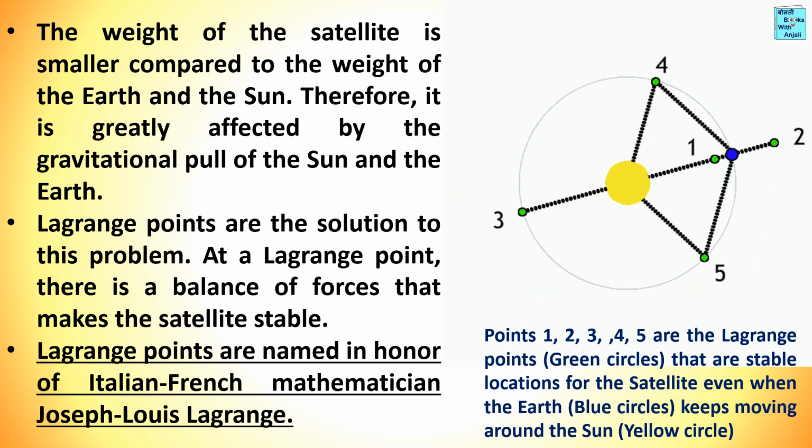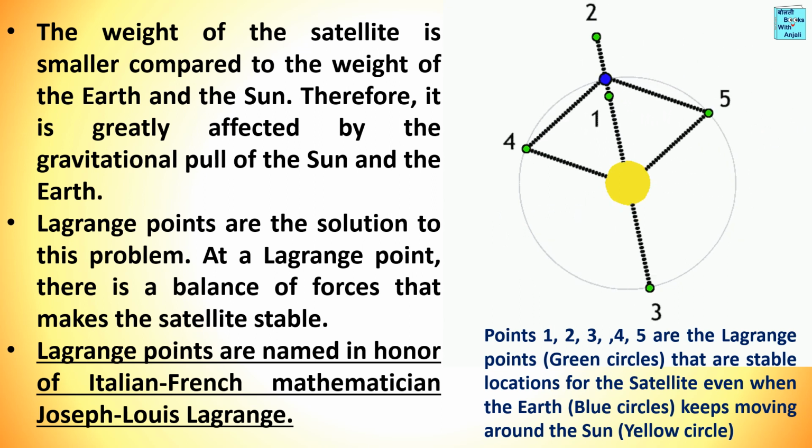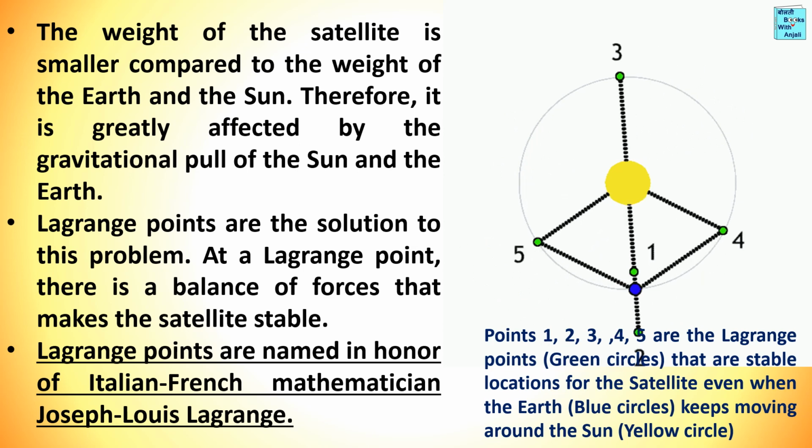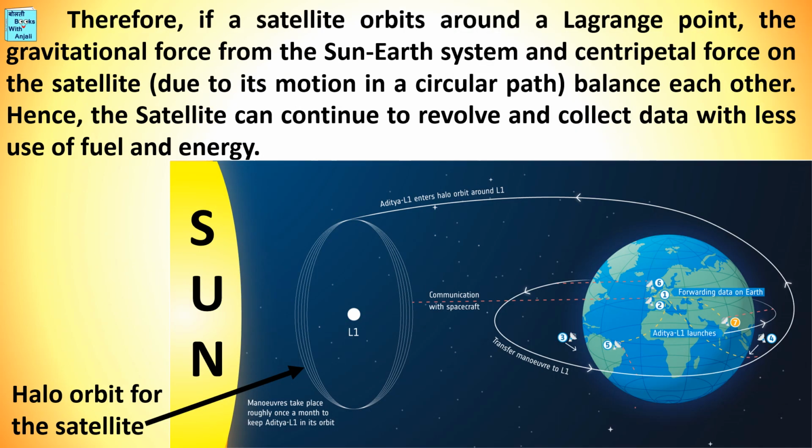Lagrange points are named in honor of Italian-French mathematician Joseph Louis Lagrange. Therefore, if a satellite orbits around a Lagrange point, the gravitational force from the Sun-Earth system and the centripetal force on the satellite balance each other. Hence, the satellites can continue to revolve and collect data with less use of fuel and energy.